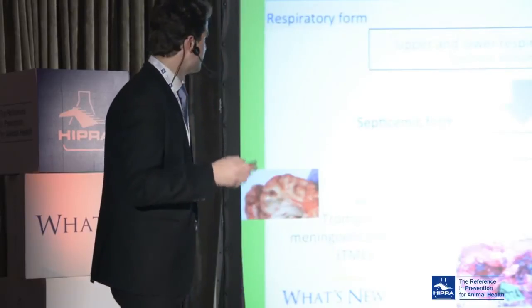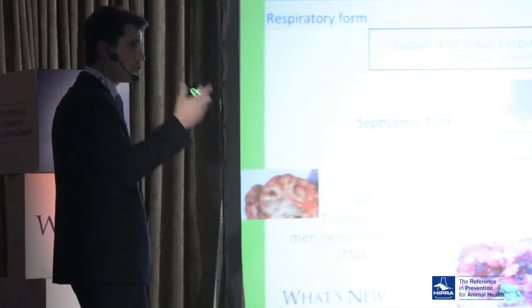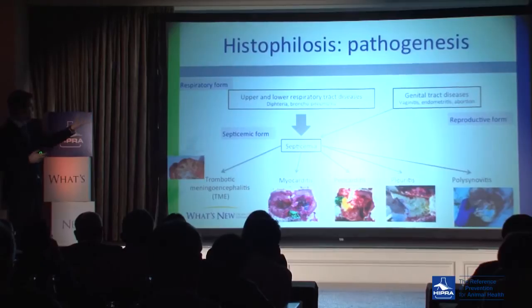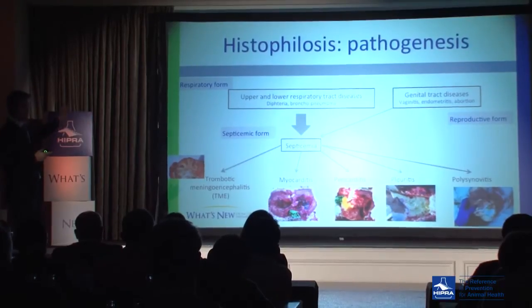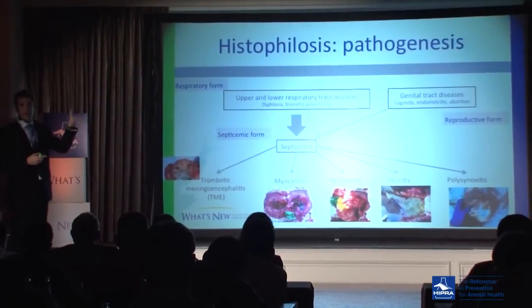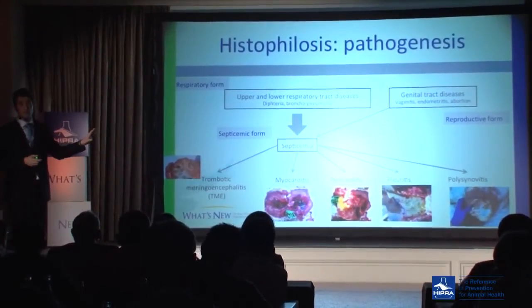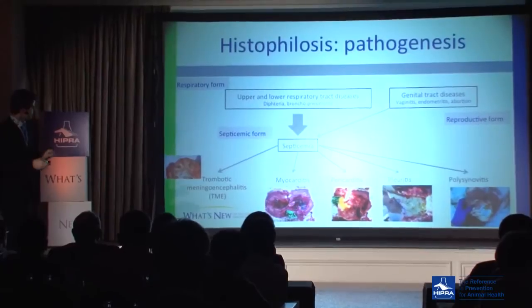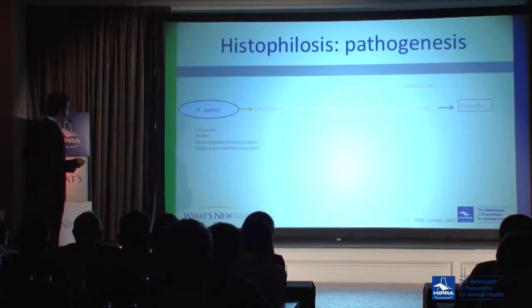So in summary, we've got three forms: the reproductive form, the systemic form, and the respiratory form. I won't talk more about the reproductive form because my talk focuses on feedlot cattle, so reproduction is not really an issue. So I'll focus on the two others.